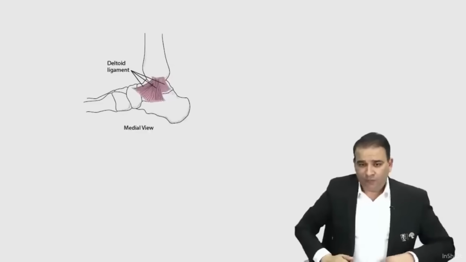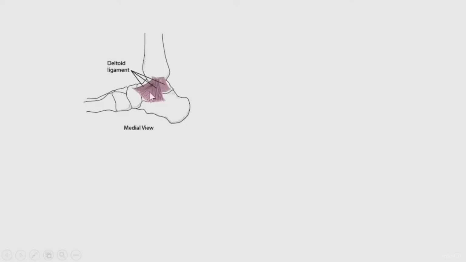Now, looking at the ankle from the medial side, you're looking at this ligament here. It's one of the very, very strong ligaments of the ankle, called the deltoid ligament. The deltoid ligament is attached to four bones, guys. It's also called the medial collateral ligament of the ankle. It's a ligament present toward the medial side. Now this deltoid ligament is attached to four bones.